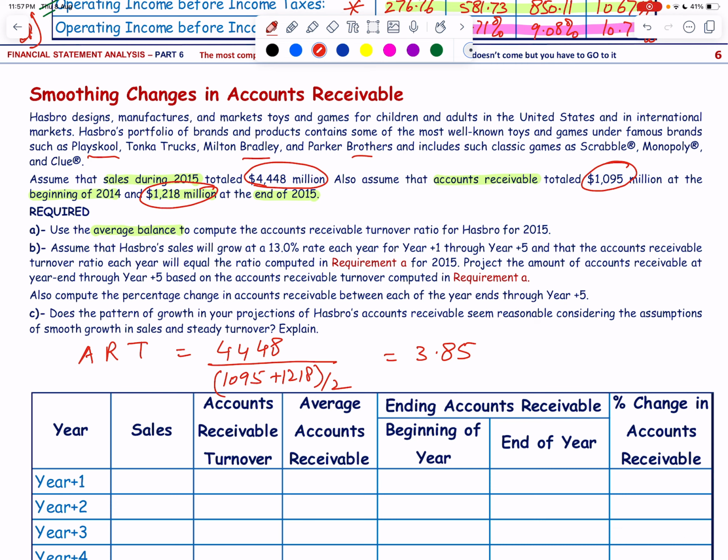Now, part B, assume that Hasbro sales will grow at a 13% rate each year for year 1 through 5, and that the accounts receivable turnover ratio each year will equal the ratio computed in requirement A, that is 3.85. Project the amount of accounts receivable at year end through year 5 based on the accounts receivable turnover computed in requirement A. Also compute the percentage change in accounts receivable between each of the year ends through year 5.